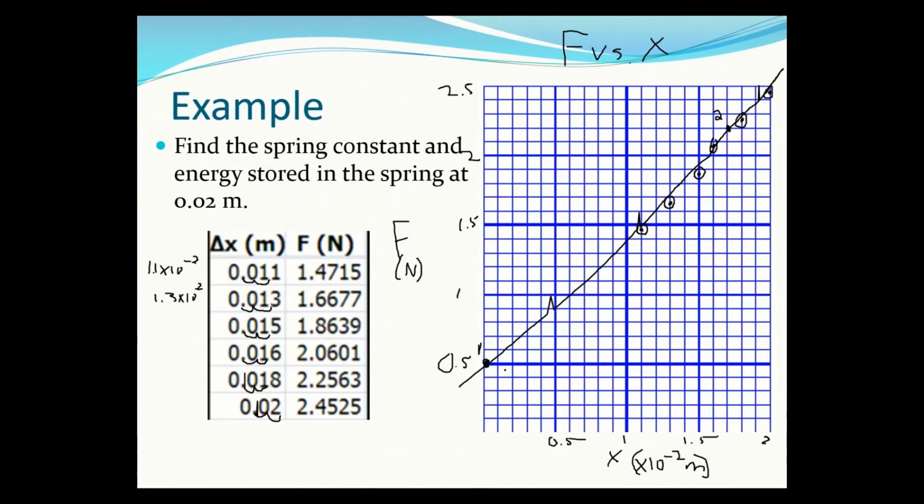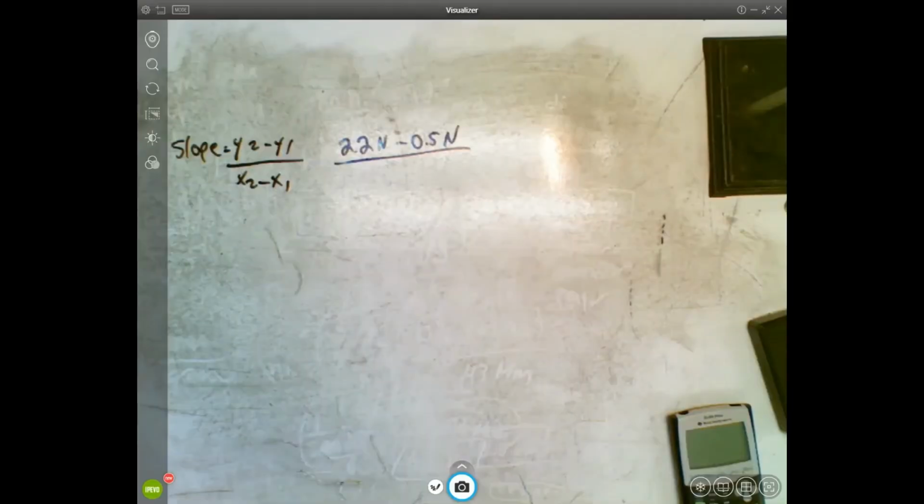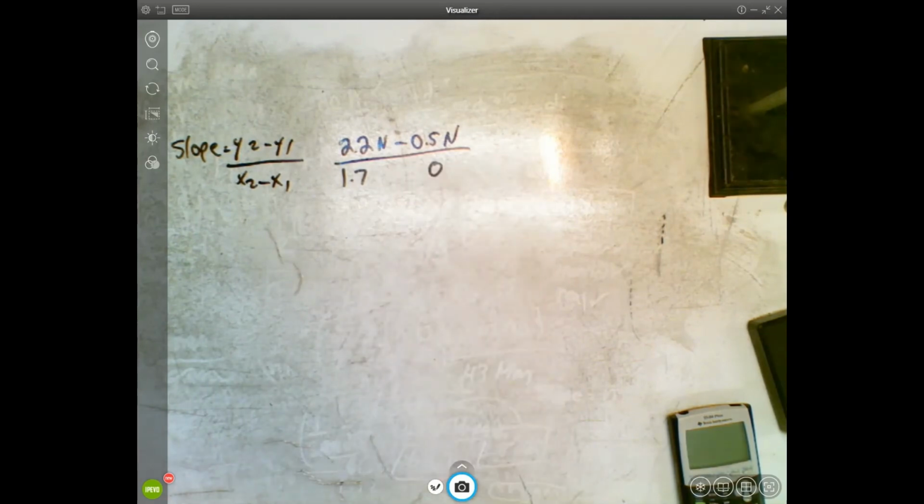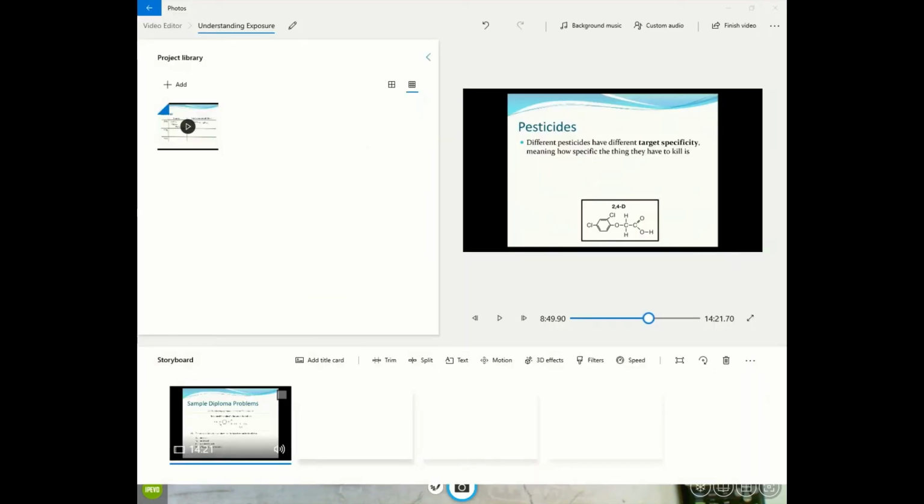And then our x is 1.7 and 0. Okay, so this is a mistake that a lot of people make. What a lot of people do is they'll just put 1.7 and 0. But that's not what they are. They're not 1.7 and 0. They're 1.7.